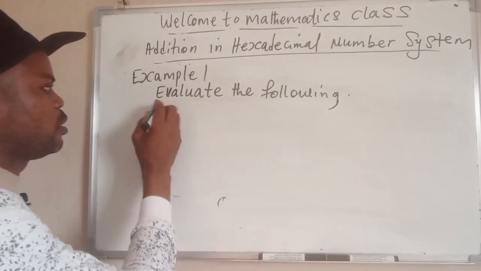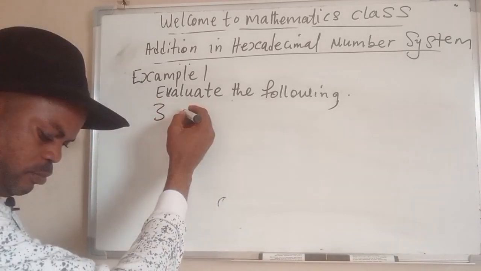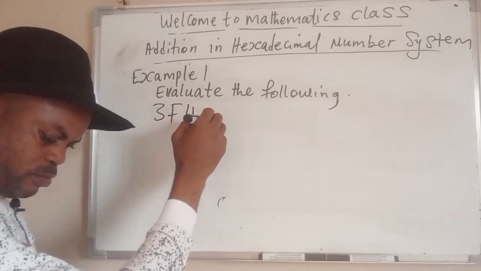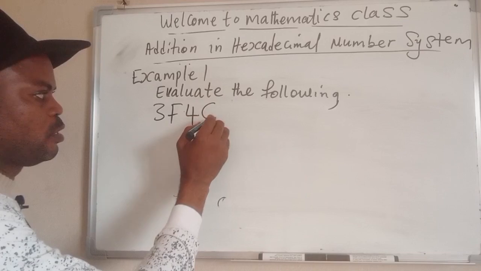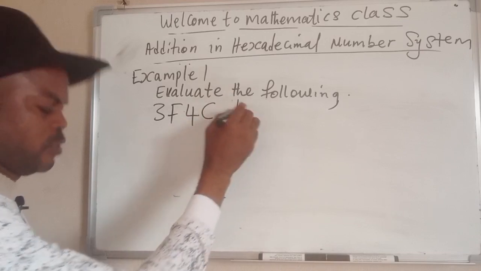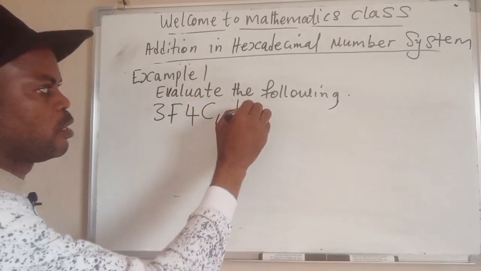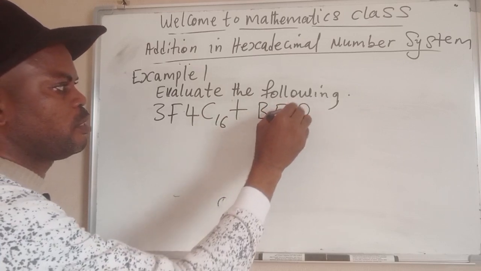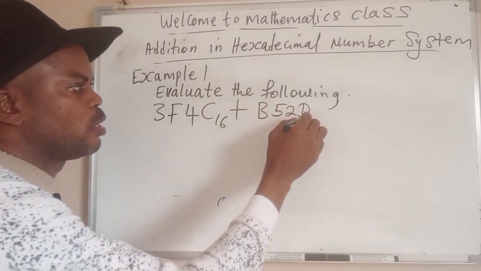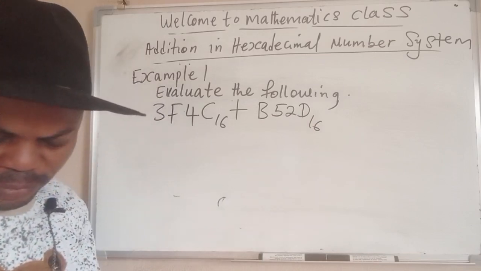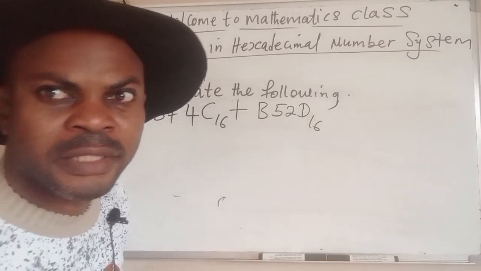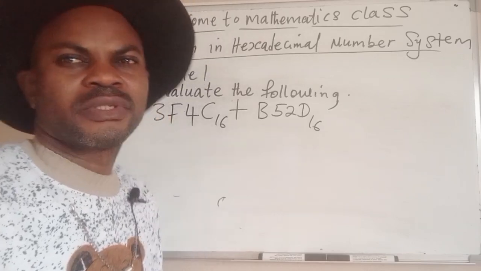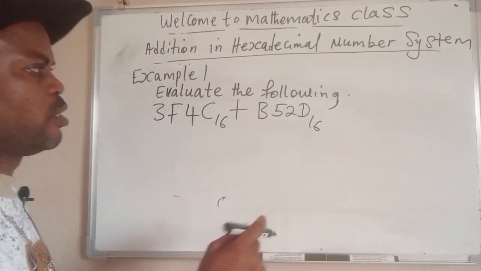The question says: 3F4C (base 16) plus B52D, all in base 16. It's as simple as ABC. Just pay attention and be more meticulous. You will understand it in just a few minutes.